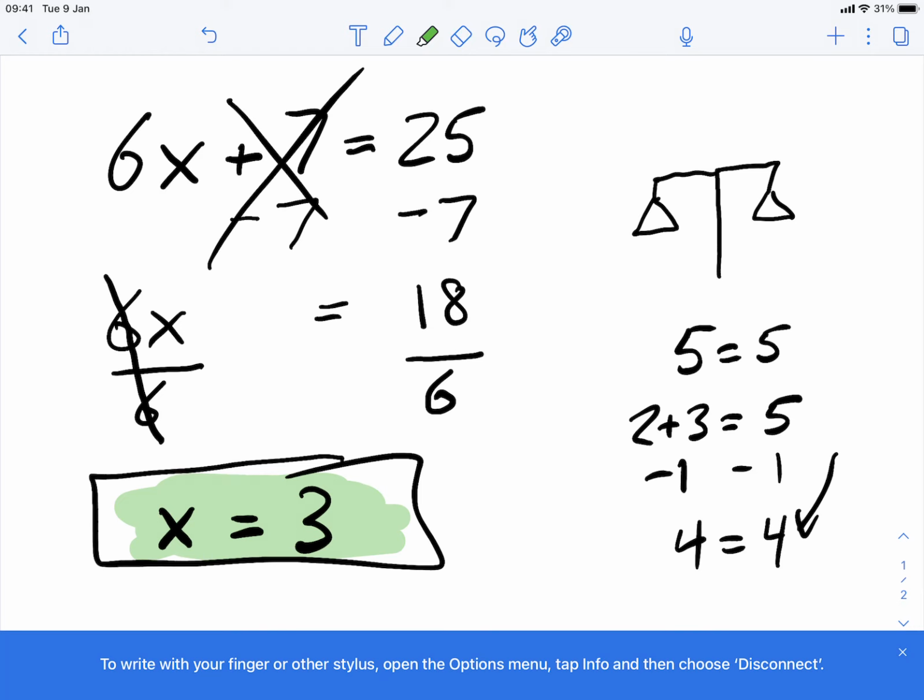And if we go back to our original equation, 6x plus 7 equals 25, let's check it. 6 times 3 plus 7 equals 25. Does that work? Well, yeah. 6 times 3 is 18, plus 7 equals 25. Checks out. Winner, winner, chicken dinner.